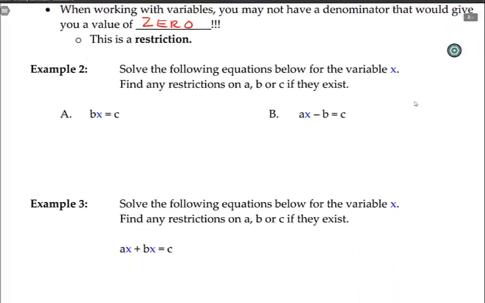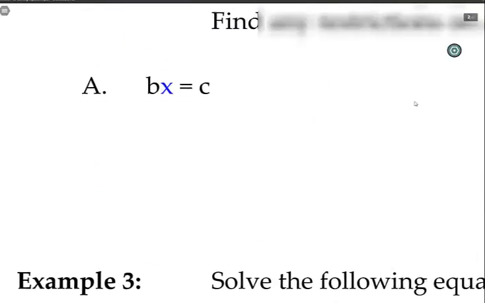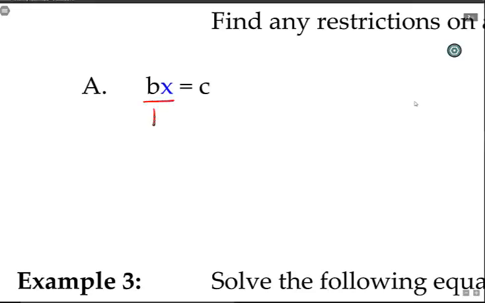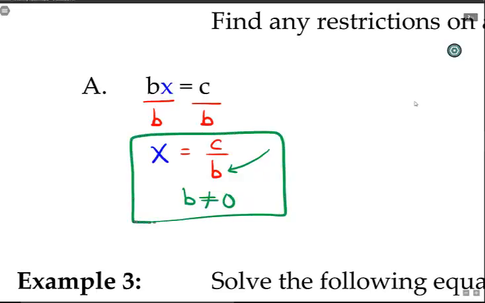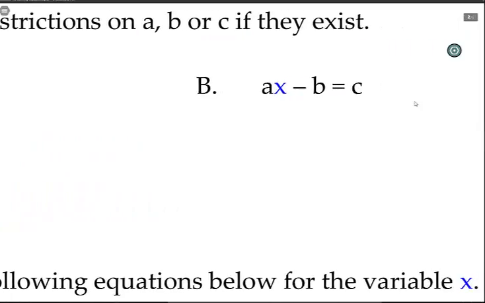On our next two problems, we're going to be solving for the variable x. So how is b connected to x? Well, it's connected with multiplication. So I'm going to eliminate the b by dividing both sides by b. That gives me x equals c over b. Now, do you see our denominator here? Well, remember, our restriction also says b cannot equal 0. So our answer is both the equation and the restriction. Let's look over here at our second problem.